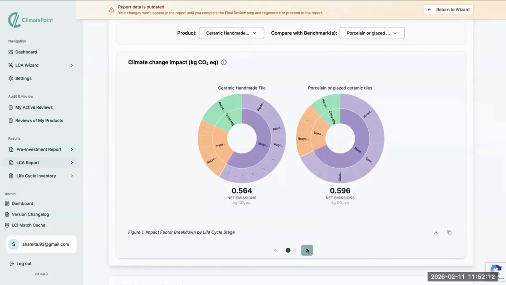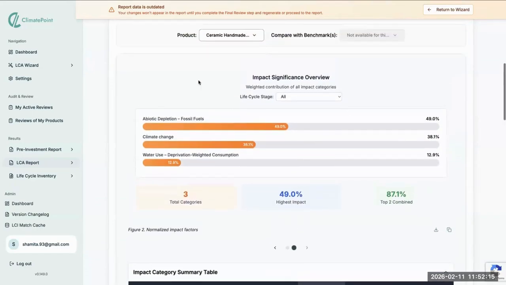We can also go beyond carbon and look at how we're doing in different impact categories. In this case, looks like our abiotic depletion is probably a category that needs a lot more attention.